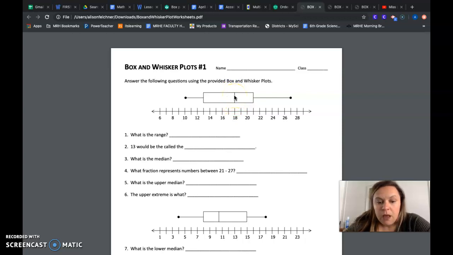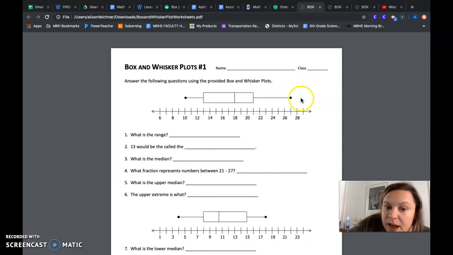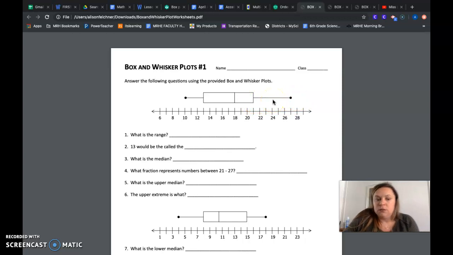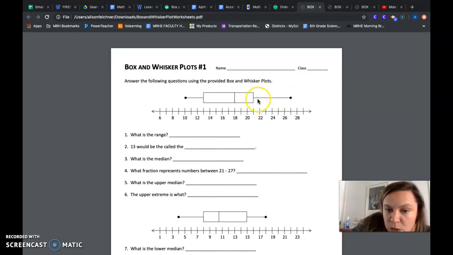Then it says, I'm just following these questions. I think these are good questions for us to stay focused on. So what fraction represents 21 through 27? When we talk about quartile, remember it represents quarters. So 21, your upper median or your third quartile, goes up to your fourth quartile, which is your maximum. What fraction would that be? What's 1 out of 4? Well, that would be 1/4, or 25%.